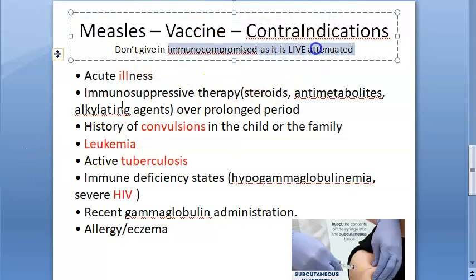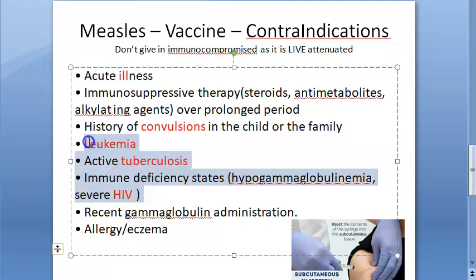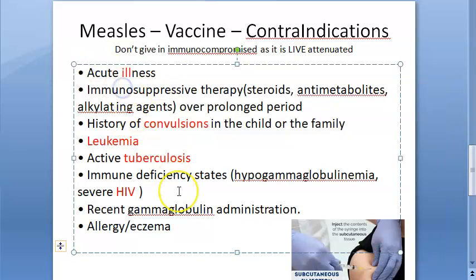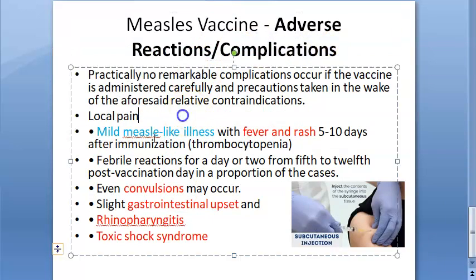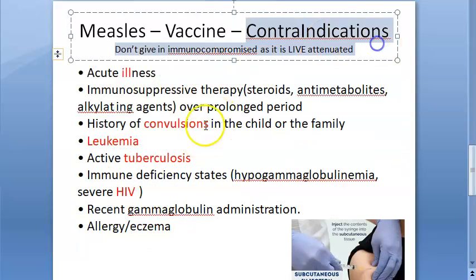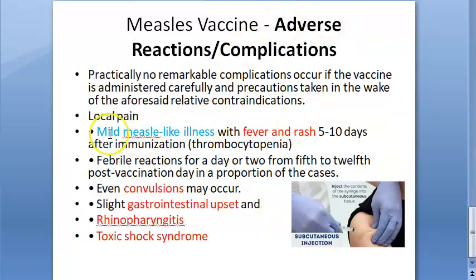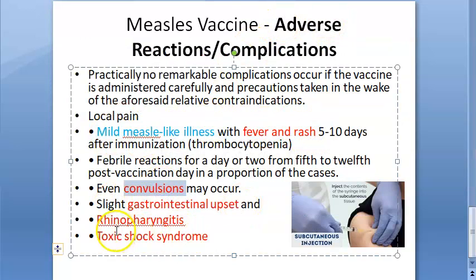Just remember people, measles vaccine is live attenuated. You should not give it in immunocompromised people, like if they have tuberculosis, HIV, leukemia, don't give it in these people, okay? If they have a history of convulsions, if they are already ill, don't give them this type of vaccine. It can cause complications like mild measles-like illness with fever and rash, convulsions, gastrointestinal upset, rhinopharyngitis, toxic shock syndrome. That's why the reconstituted vaccine you should use quickly, within 4 hours if I'm not wrong, but please check that, okay?